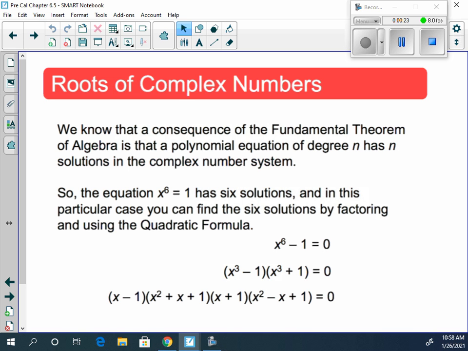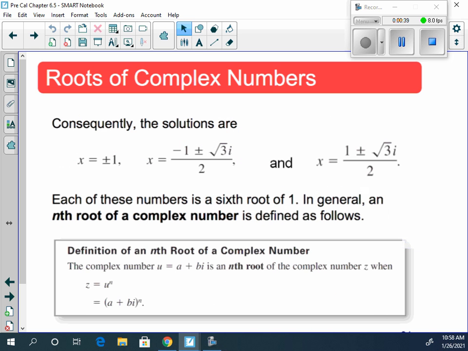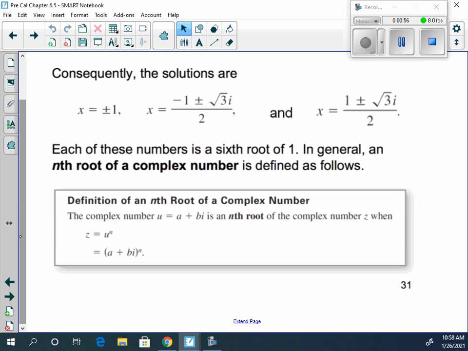Now since these are both cubic, we can factor those again and get x minus 1 times x squared plus x plus 1, times x plus 1 times x squared minus x plus 1. We can factor it this way. And the x minus 1 and x plus 1 will solve out to be x equals plus and minus 1. And then the other two quadratics will simplify to this here. So we can factor this one using the theorems and methods that we have already.